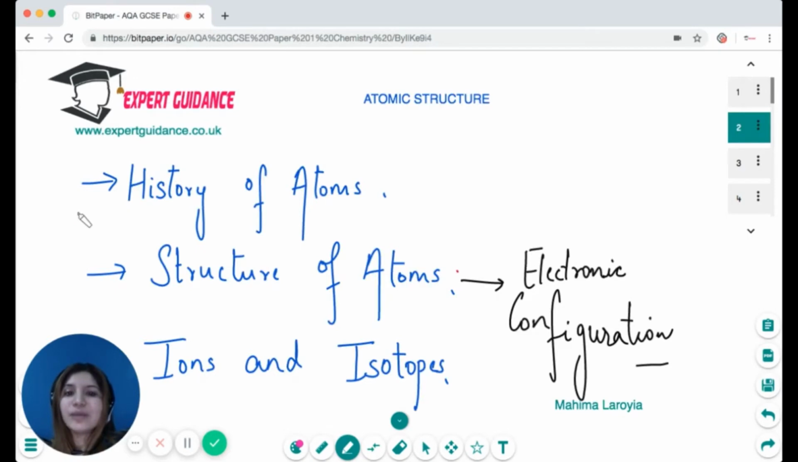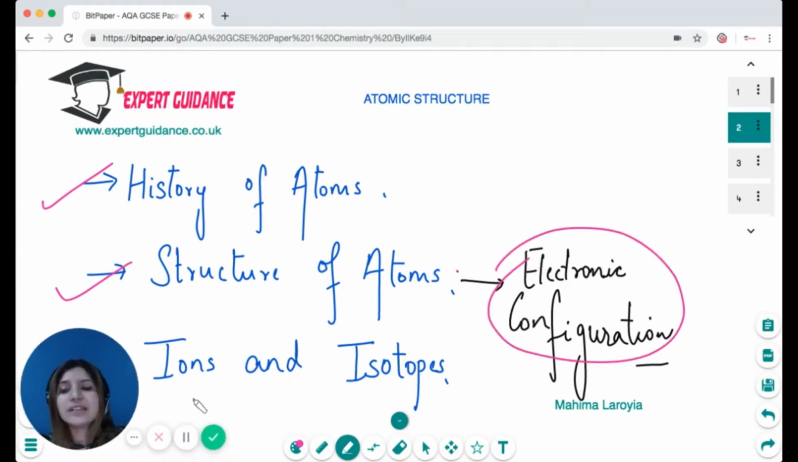Other things that you need to cover in this chapter of atomic structure. You should know the history of atoms, like what developments were made that have given the present structure of the atom. What is the present structure of the atom? How do we do the electronic configurations, and what are ions and isotopes?